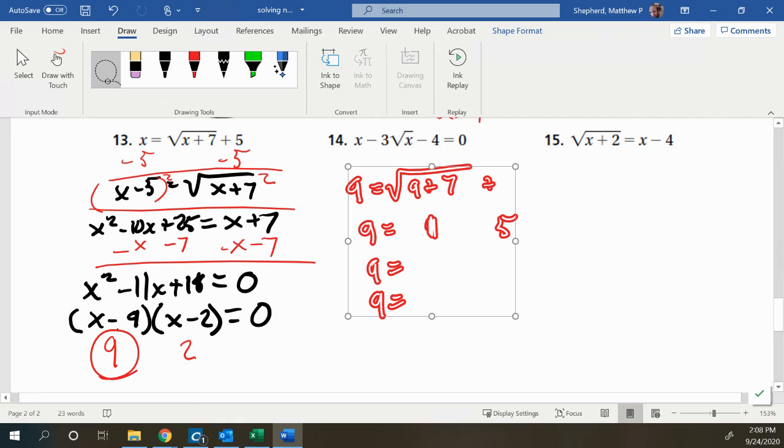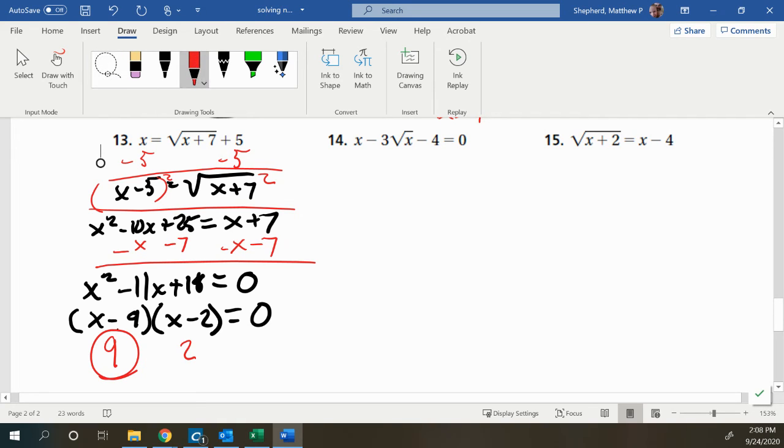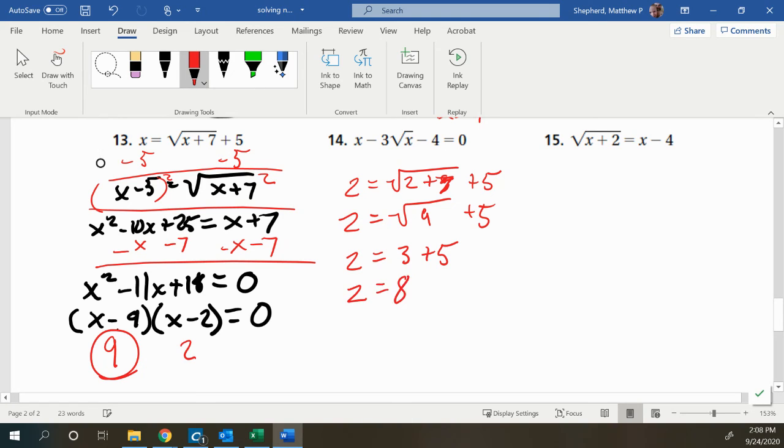And let's get rid of that. So now let's check the 2. 2 is equal to the square root of 2 plus 7, plus 5. So that's square root of 9 plus 5. So 2 is equal to a 3 plus 5. 2 does not equal 8. So 2 was extraneous.